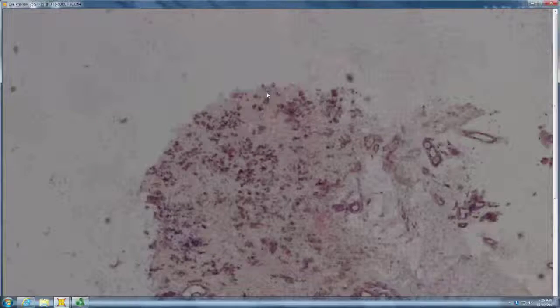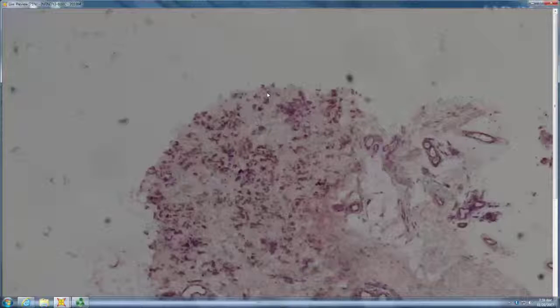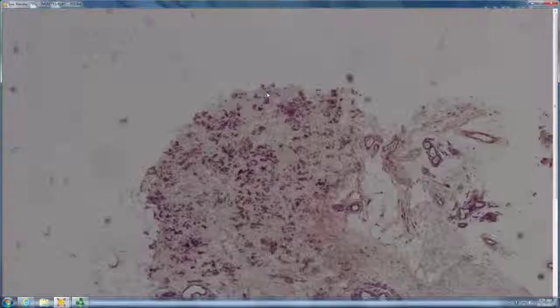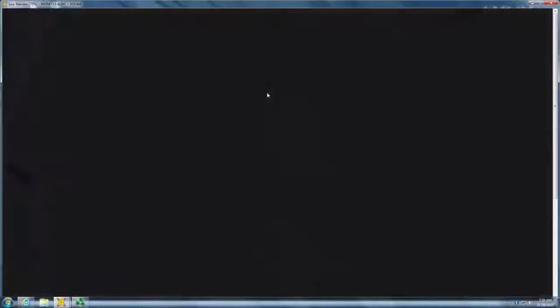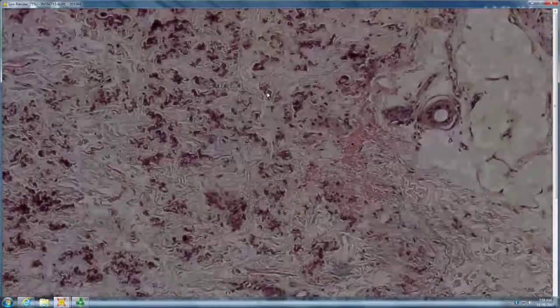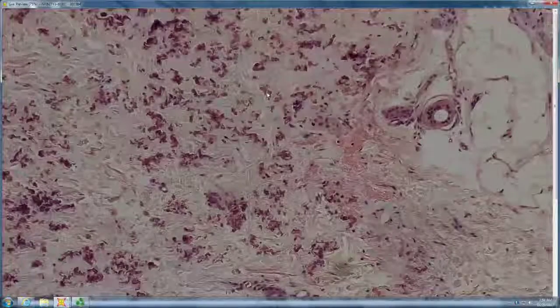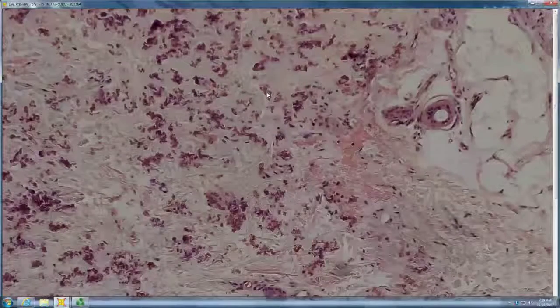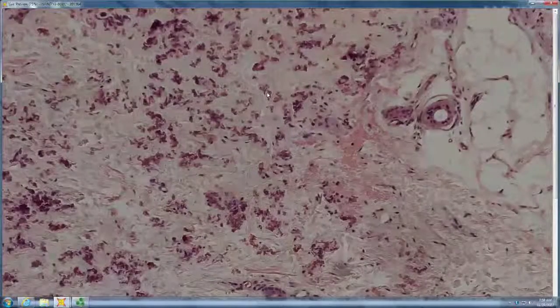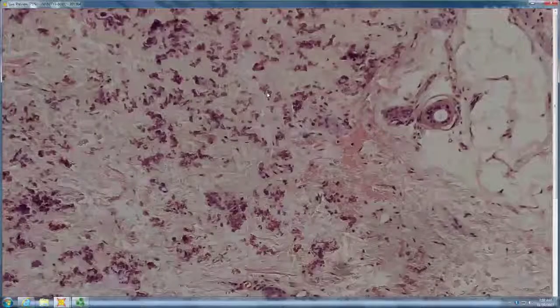Okay, how about this? So it looks like PXE. Looks like pseudoxanthoma elasticum, with those little fragmented calcified elastic fibers.